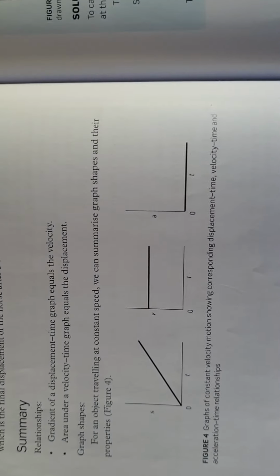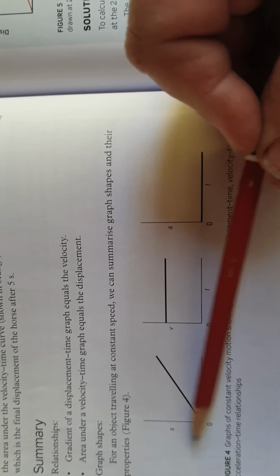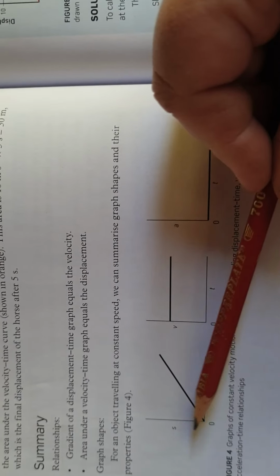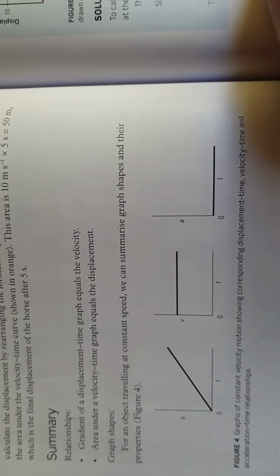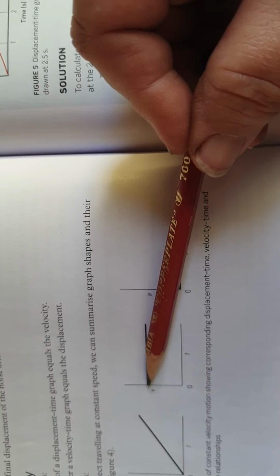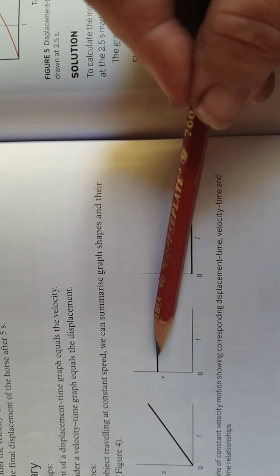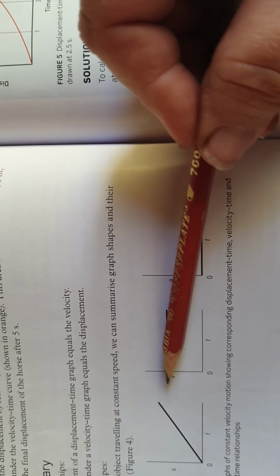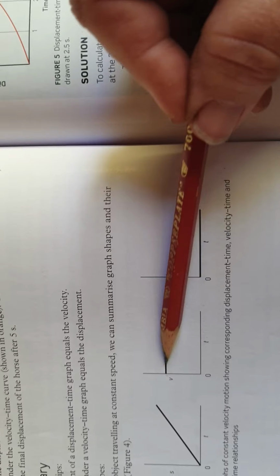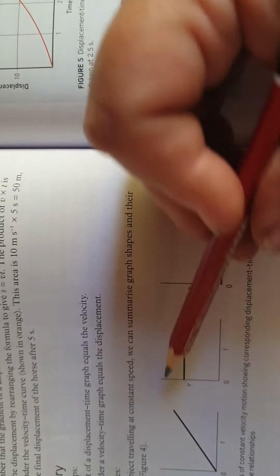Righto, these little graphs down the bottom are important. For an object travelling at a constant speed, the graph shapes and their properties. So this is displacement. S is for displacement because D's already used for something else. Displacement time, so the slope of that gives you constant velocity. This one is showing a constant velocity because it's a velocity time graph. So the slope for that will be whatever this value here is. Constant velocity of 6, and the slope of that is going to be velocity divided by time, which is acceleration.